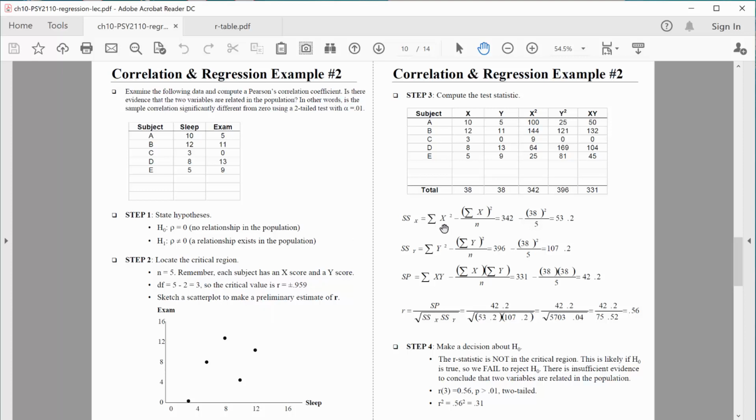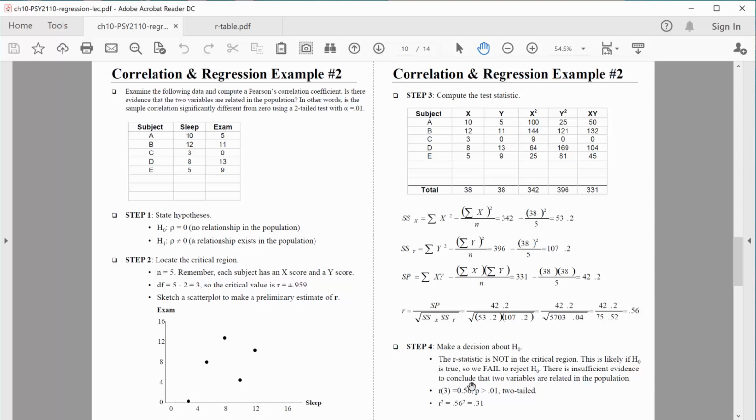When you work through it, if you have any problems, just let me know. But everything is listed right here so you can check your work against mine. Bottom line was we found a correlation coefficient of 0.56, and that's nowhere near enough evidence to reject the null hypothesis. So our results are not statistically significant. So we'd say r with 3 degrees of freedom equals 0.56, p greater than 0.01 based on a two-tailed test.